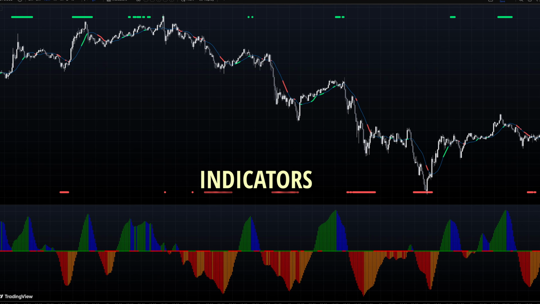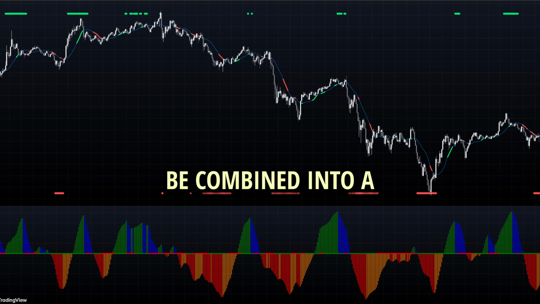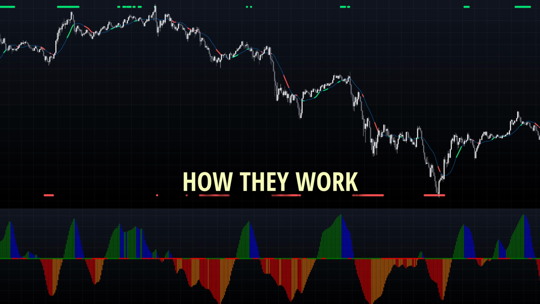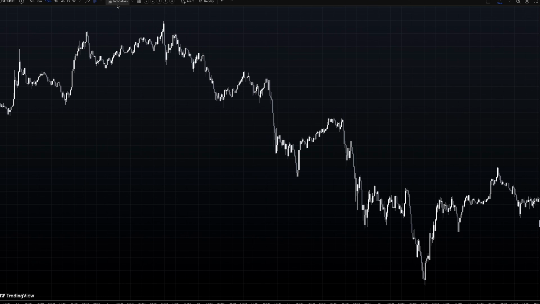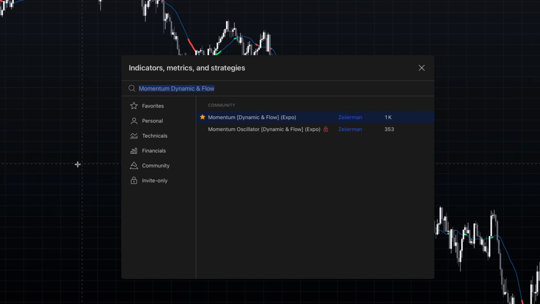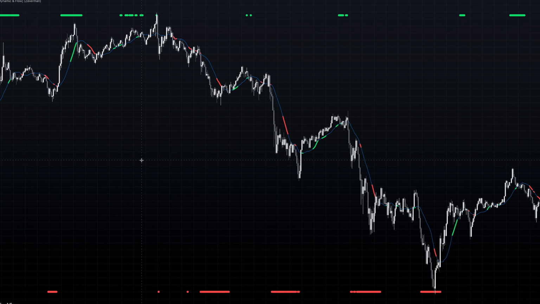The fourth and fifth indicators in today's review can be combined into a single strategy, so I'll first cover their features before explaining how they work together. The first tool is the Momentum Dynamic and Flow Expo Indicator by Zierman, a sophisticated tool that provides insights into market momentum from multiple perspectives.